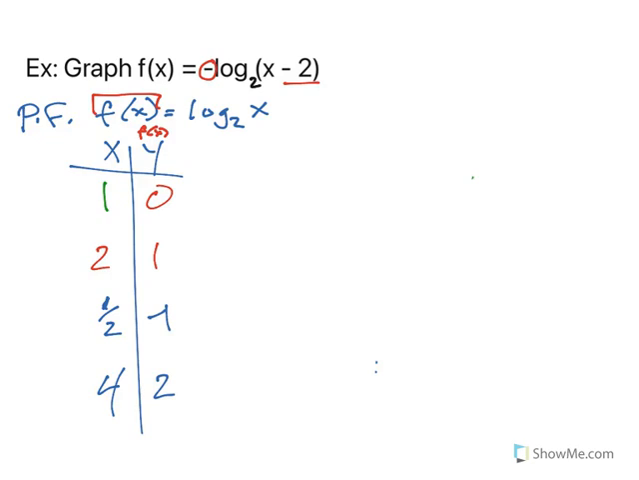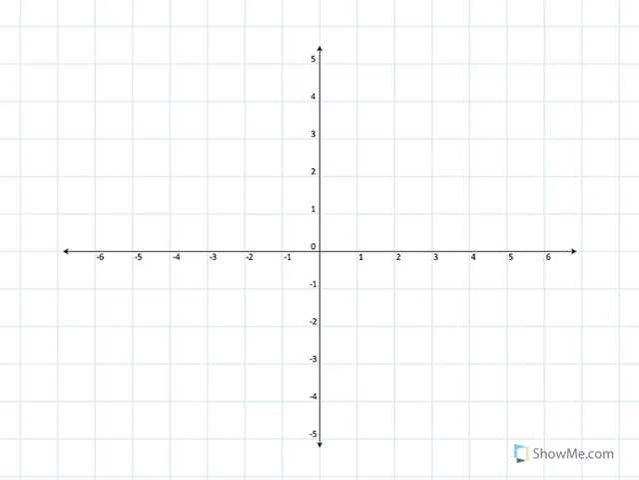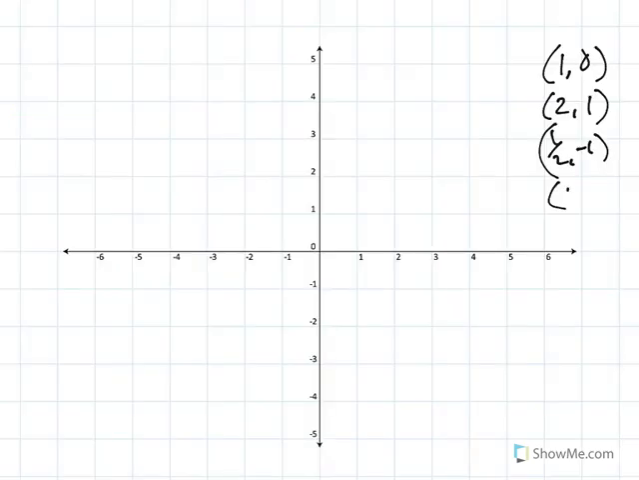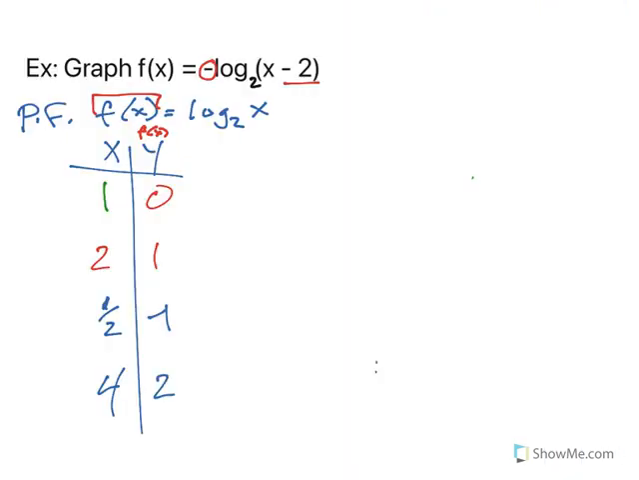Okay, so let's graph that to start. We have the 4 ordered pairs. We have 1, 0. We've got 2, 1, 1/2 negative 1, and 4, 2. Okay, so this is the parent function. I'm not going to draw the curve between them. I just want the positions. Okay, so I know this is what my parent function looks like. We'll call it the PF.